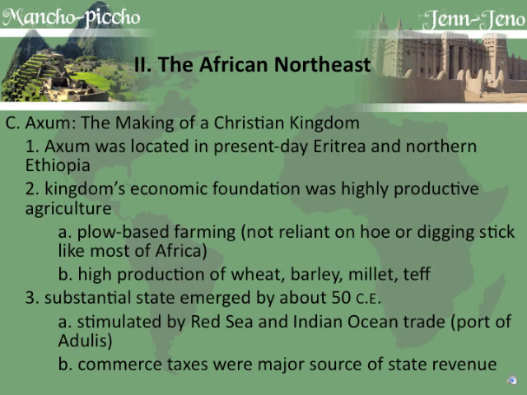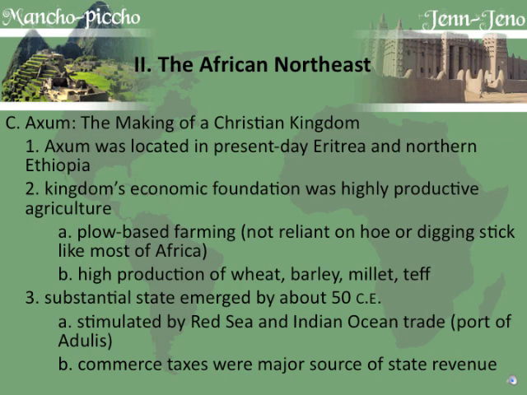The kingdom's economic foundation was highly productive agriculture, which was a little bit better than that of the rain-reliant Meroe, who did not have a good irrigation system, even though they were extremely close to Egypt, who did. But they will have plow-based farming, not relying on hoes and digging sticks like most of Africa. They were able to do plow-based farming with their cattle. They'll also have a high production of wheat, barley, millet, and teff, which is a type of grass used for grain and flour.